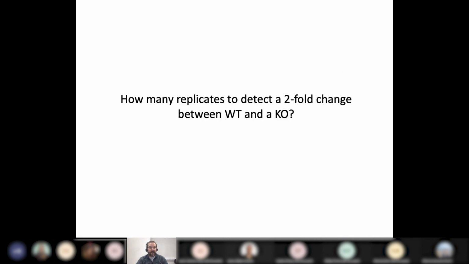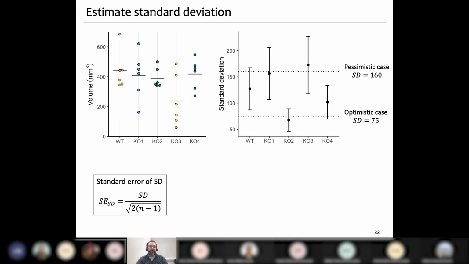First, let us answer the first question. We want to detect a twofold change between wild type and a knockout. And to answer this question, or to do any power test for t-test, you need to know, or at least estimate, standard deviation. And we estimate standard deviation from our data. The plot on the right shows the standard deviation for each group plus minus standard error of the standard deviation, which is given by this formula.